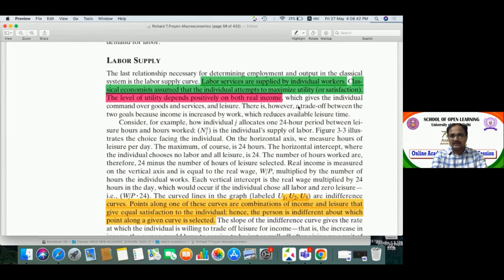Therefore, there is a trade-off between two goals, because income is increased by work but with reduced availability of leisure time. That means if you want more income, you work more hours, which means fewer leisure hours. If you take more leisure hours, you work less and earn less income. So there is a direct relationship between working hours and income, and an inverse relationship between leisure hours and income. That is what we are discussing here.